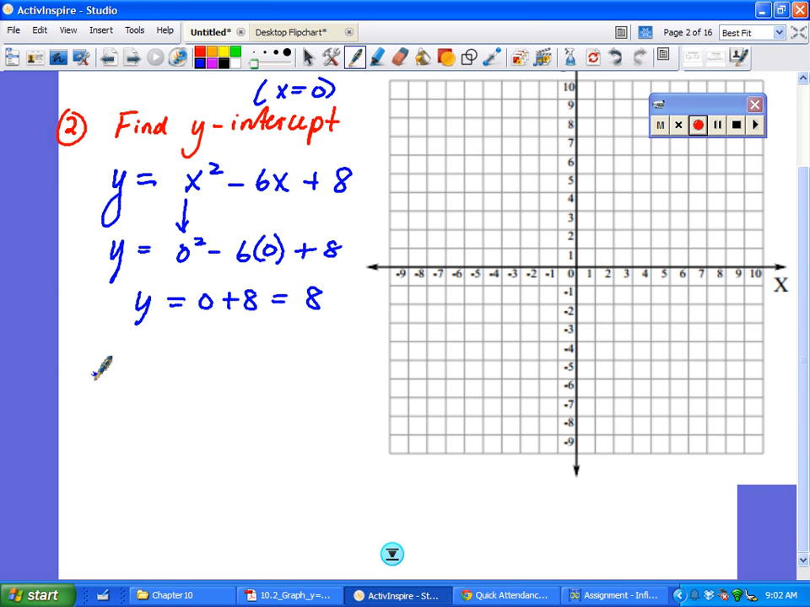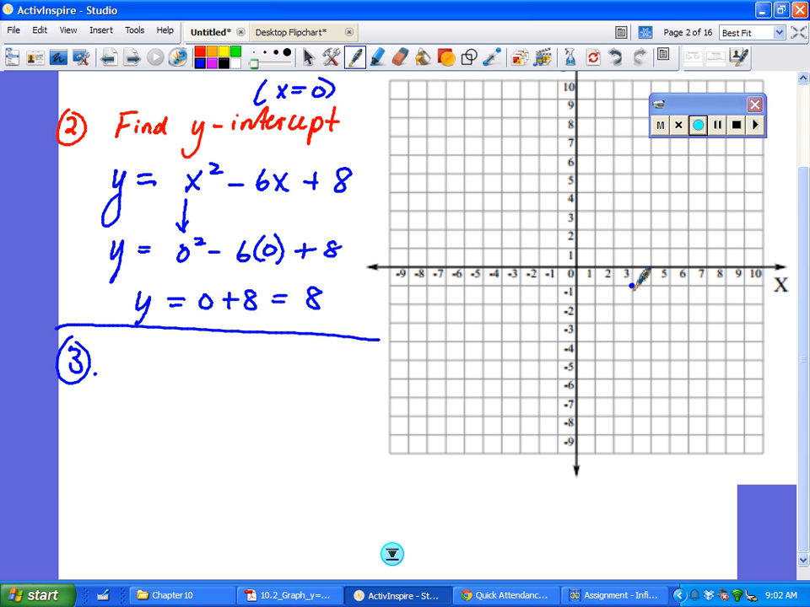So let's plot the points. What did we have? Now, all we have to do is plot the points. And then there is a step 3. Well, let's do step 1 and 2 now. What was my vertex? Somebody tell me. 3, negative 1. So we're going to go over 3, down 1.